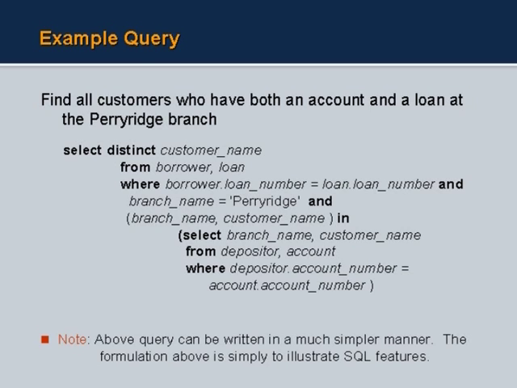So from borrower, loan, where borrower dot loan number equal to loan dot loan number. So that is the join to get all the related attributes together with only matching rows. We also want to restrict it to the Perry Ridge branch. Both the account and the loan must be at Perry Ridge. So we also say branch name equal to Perry Ridge. That is guaranteed here. So this part is clear. This gives you all borrower loan matching pairs from Perry Ridge.